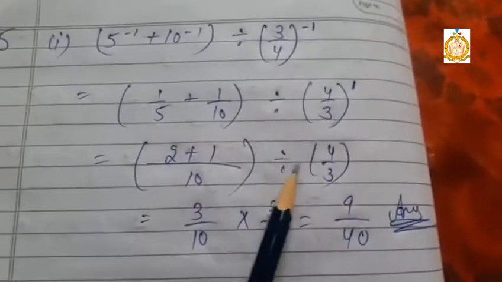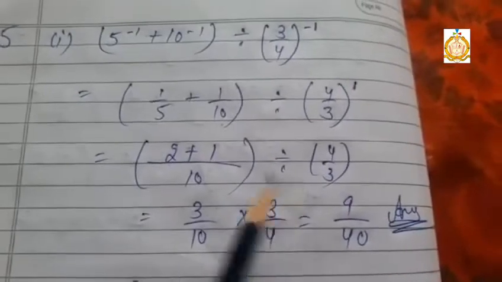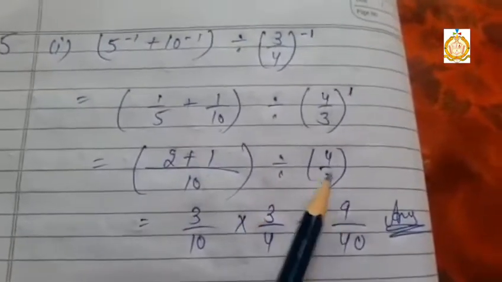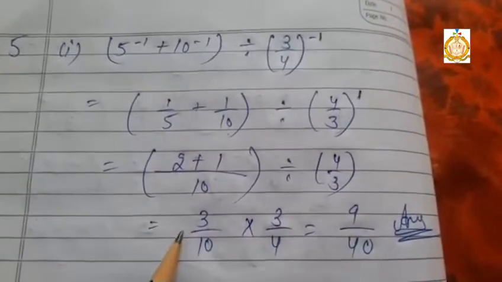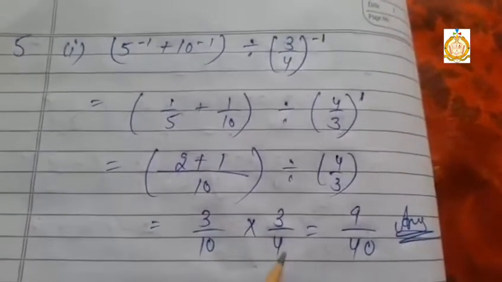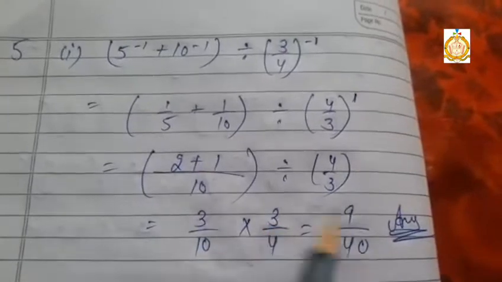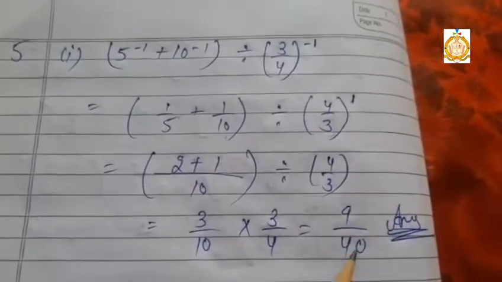And when we change the divide symbol to multiplication, we take the reciprocal of the next term. Here again taking the reciprocal, you will get 3 upon 4. Multiplying numerator by numerator and denominator by denominator, 3 into 3 is 9 and 10 into 4 is 40, and that's the answer.